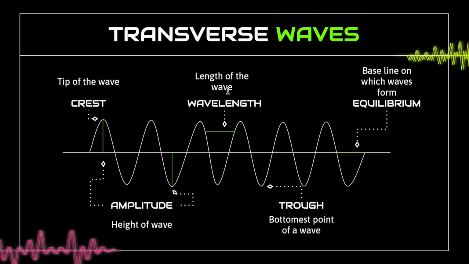Then we have the wavelength, which is the length of the wave. That can be basically in between each wave. Then we have the trough, which is the bottommost point of a wave. So the very bottom part of each wave is called the trough. Finally, we have equilibrium, which is the baseline on which waves form. So that's the very baseline which waves can form on.